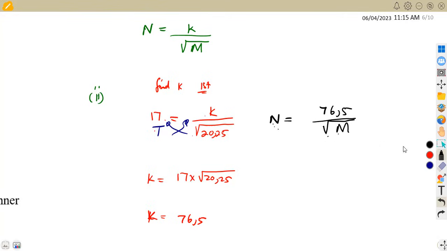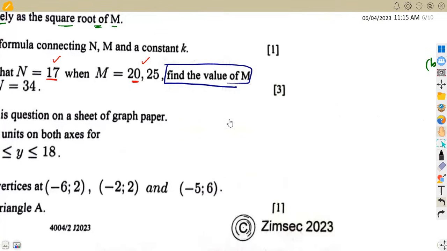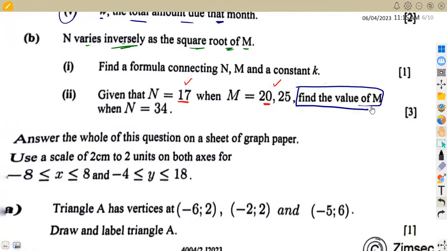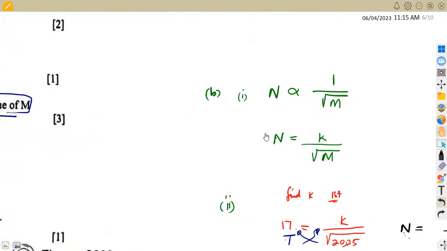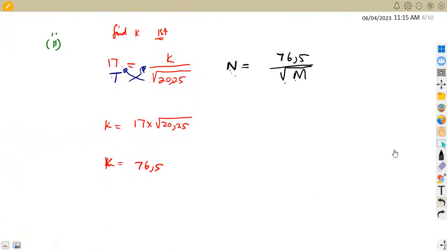This is the relationship between N and M. From this relationship, you can calculate either M or N. Here we are asked to find the value of M on a condition that N is equal to 34. So if N is equal to 34, we are simply going to substitute in place of N. So 34 is equal to 76,5 over the square root of M. We can find M now. This is the same as over 1, so we can easily cross multiply.